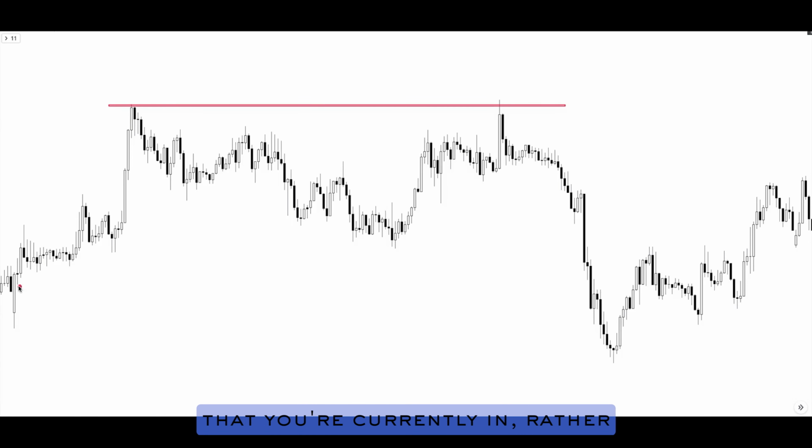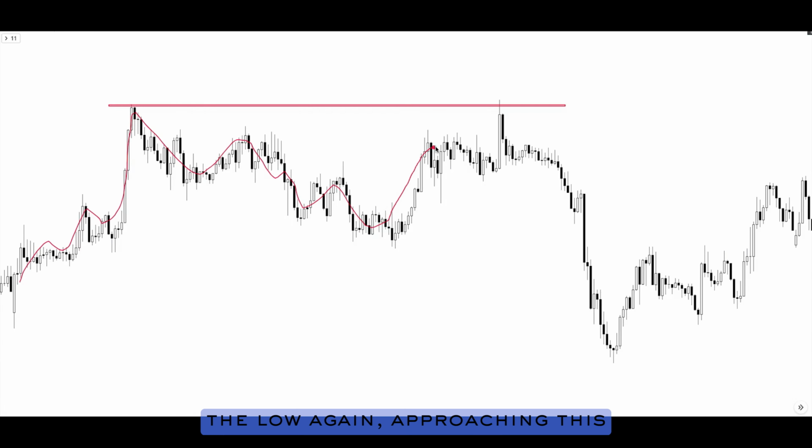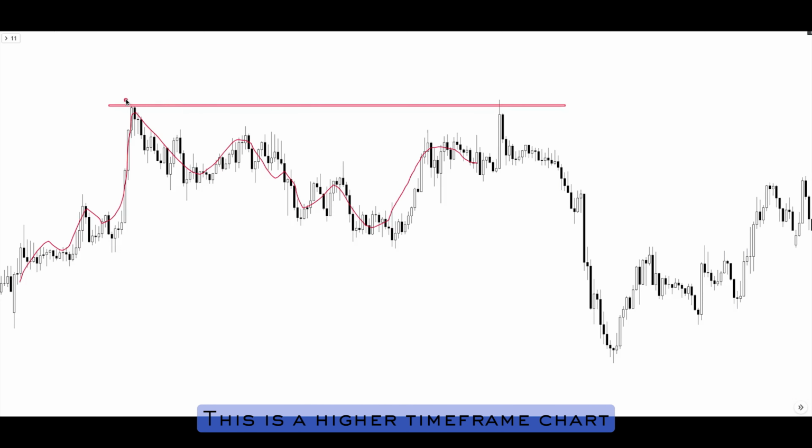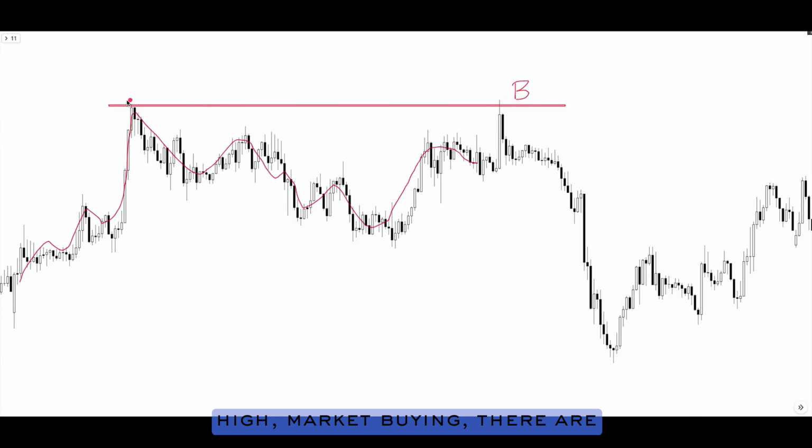Well, let's say that you're currently in, or rather looking for, a long. Price is kind of meandering its way down to the low again, approaching this, and you might consider a break of this high, this is a higher time frame chart, a daily chart, this is USD/JPY, a break of this high might look like a good long setup, because in this case, you break the high, you have a breakout, sky's the limit. So there are buy orders right above this high, market buying.